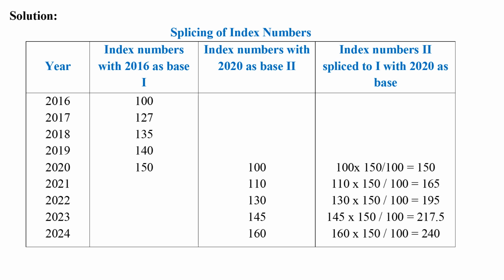In the row corresponding to 2020 it is calculated as 100 into 150 by 100. After that, for all rows 150 should be multiplied with the respective values in the third column. No values need to be recorded for years 2016 to 2019.